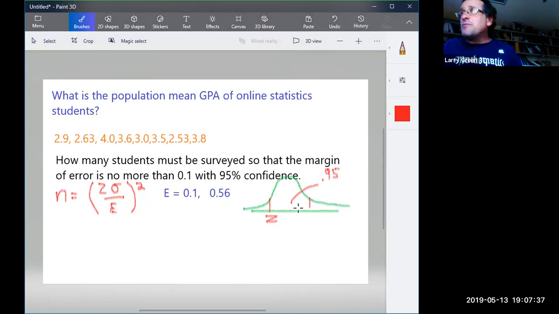Okay, so if this middle area is 0.95, how do we get this left area? Can you tell me what that is? I think you got the right idea, Ross, but you missed a decimal. It's 0.05 over 2, or 0.025.